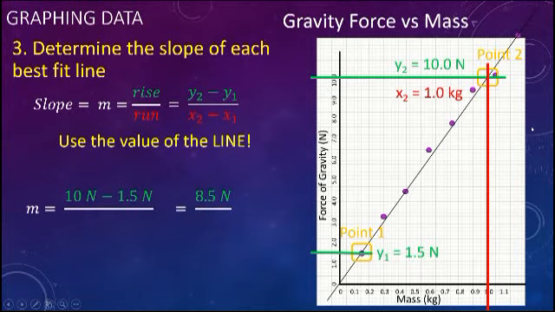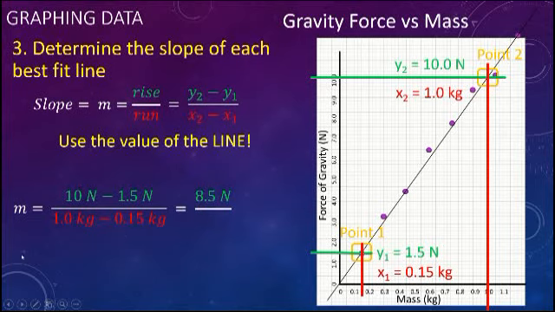Now we're going to do the same thing with our x values. So go back to point 2, follow it all the way down to the x-axis, and see that the x value of point 2 is 1 kilogram. We're going to do the same thing with point 1. Find this point, come down on our graph. The x value of point 1 is 0.15 kilograms.